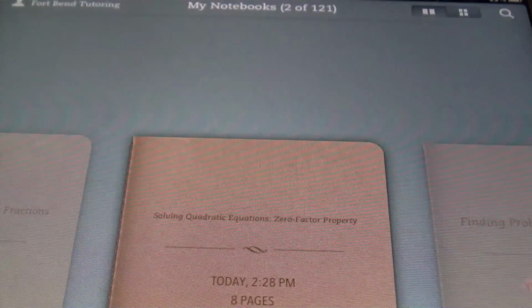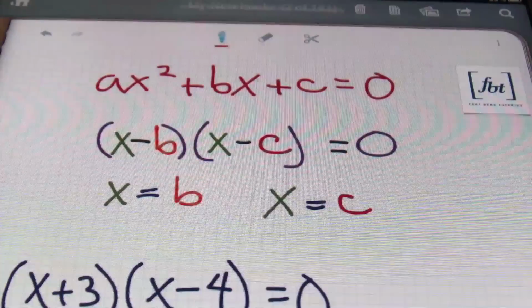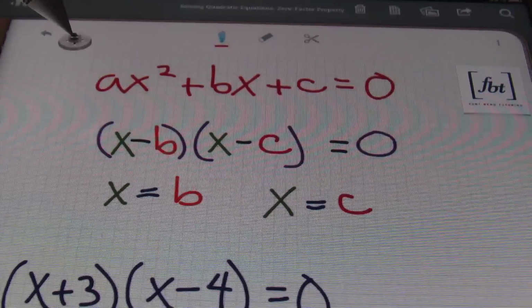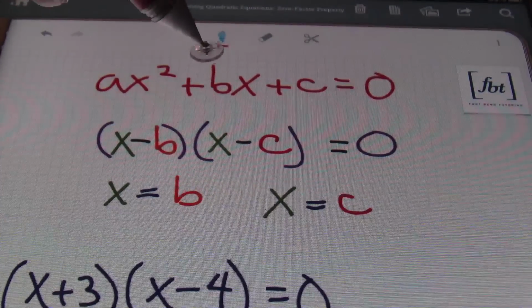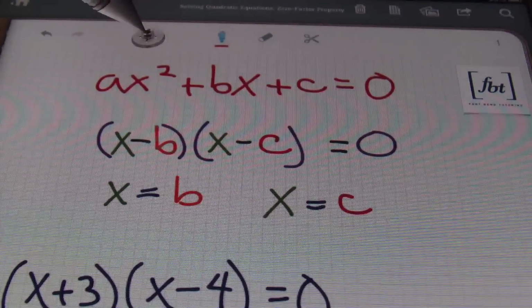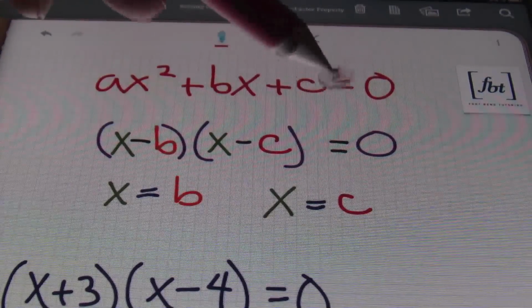Hello, ladies and gentlemen. This is Mr. Witt with Fort Bend Tutoring, FBT, and today's lesson is going to be about solving quadratic equations dealing with the zero-factor property. Basically, you're just looking at an equation in the form of ax squared plus bx plus c equals 0, a quadratic equation, preferably in standard form, or it could already be factored out, like x minus b times x minus c equals 0.